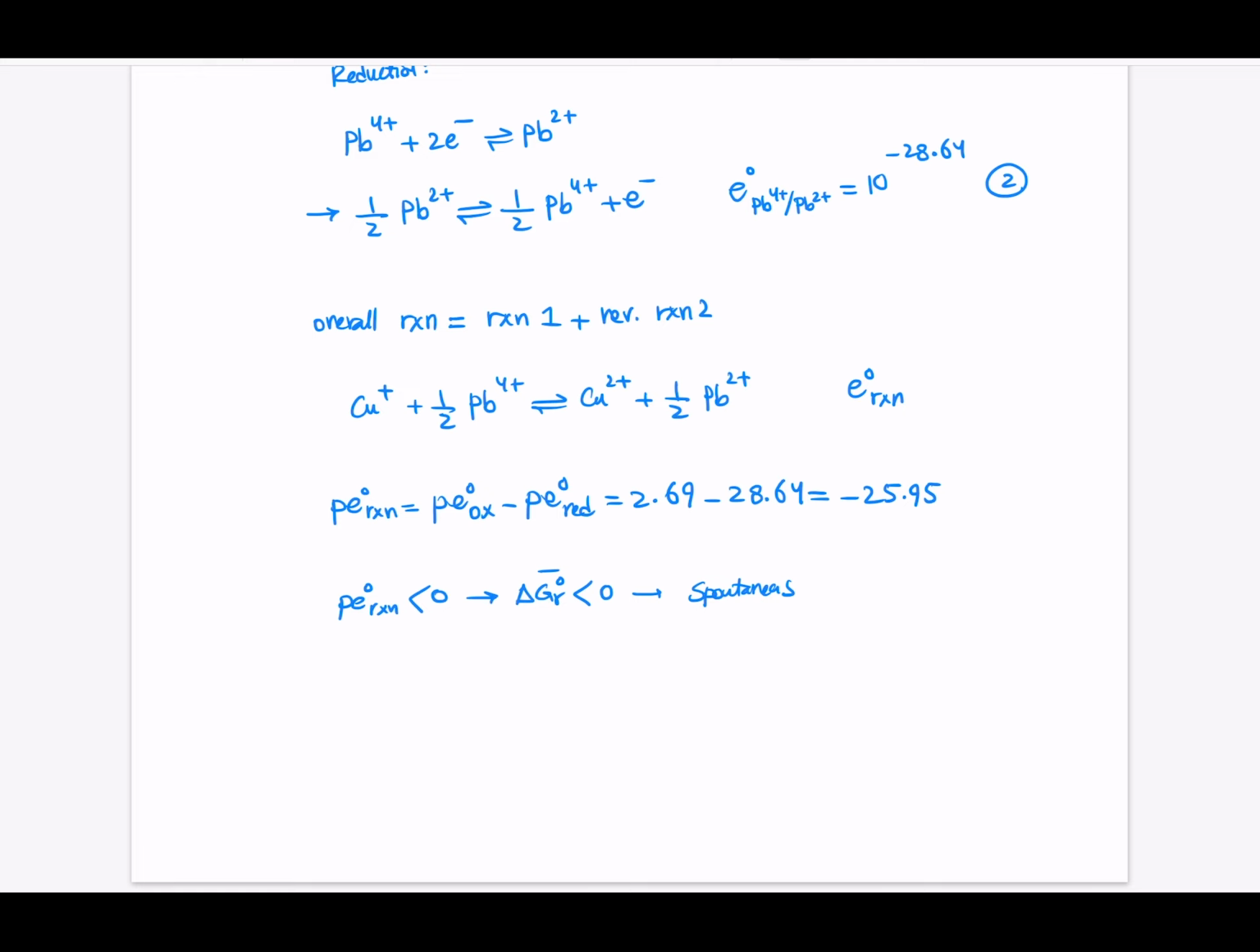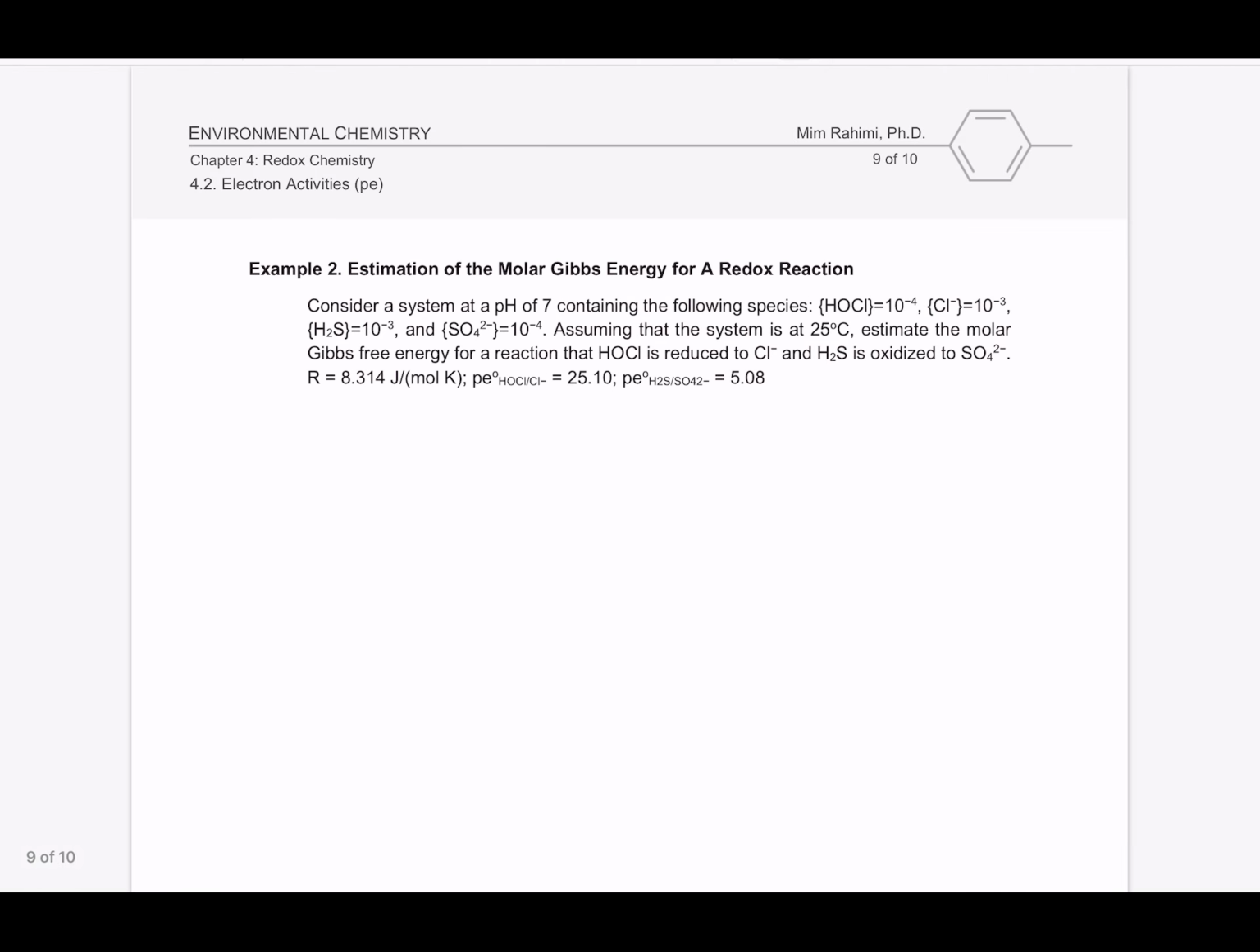Okay, so the last example is a little bit more comprehensive. It's asking us to look at two half reactions and then combine them together to get to the overall reaction. The pH is given, the concentrations or activities are given. So that means we are at non-standard condition. And it's asking us to calculate, I think, delta G of the reaction. Yep.